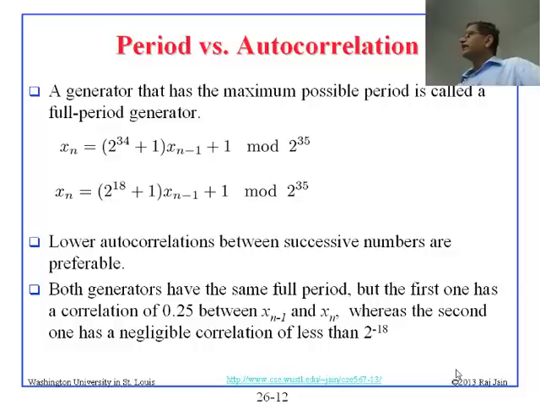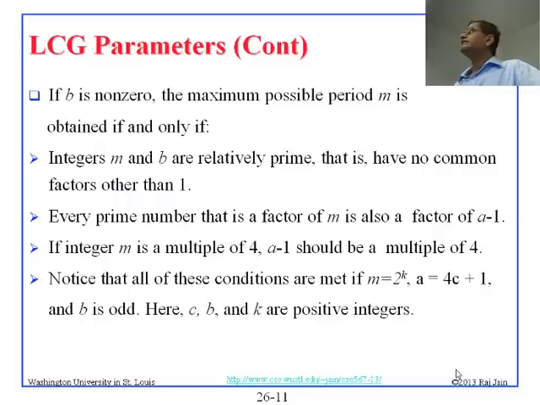the first one has a correlation of 0.25. Would you like a generator which has a correlation of 0.25 between successive numbers, 25% correlation? They're not very independent, right? And the second one has a correlation of less than 2 raised to minus 18. That's the one we want. Right? So, just for starters, not all full period generators are equally good. So the conditions are not for independence. The conditions are just for the period. They are not saying that it's a good generator. It means that it is one of the requirements for good generators.